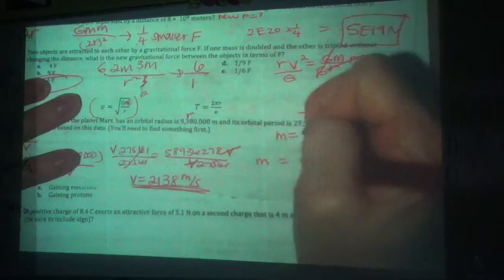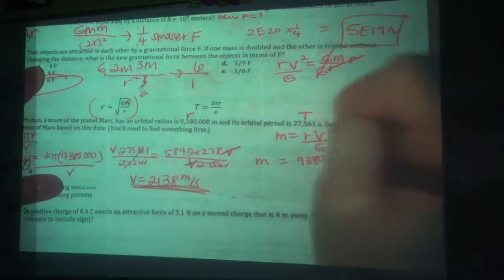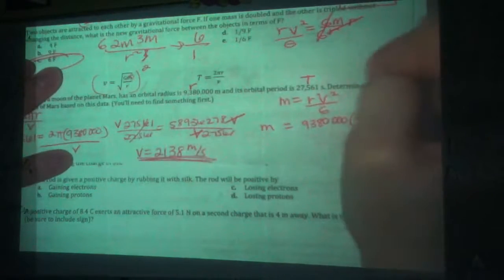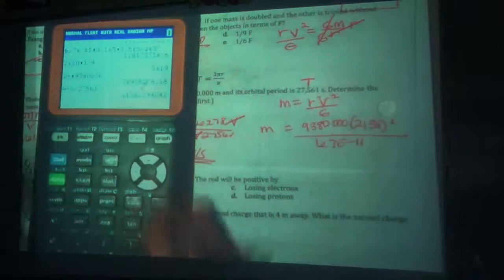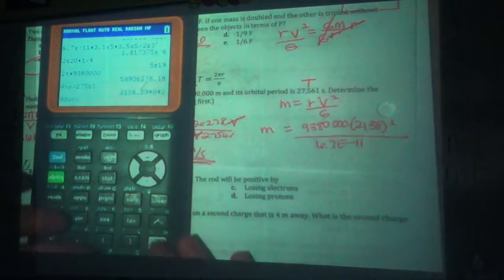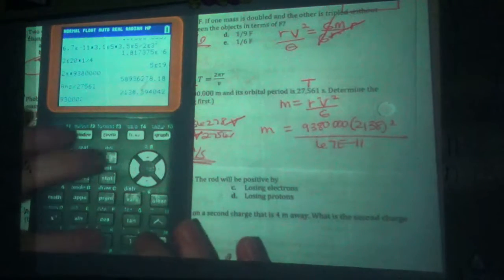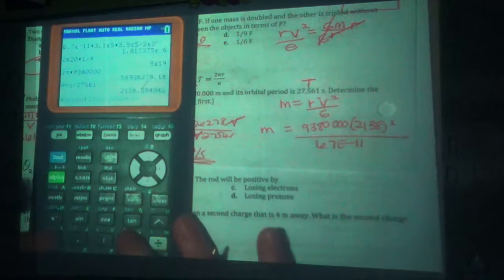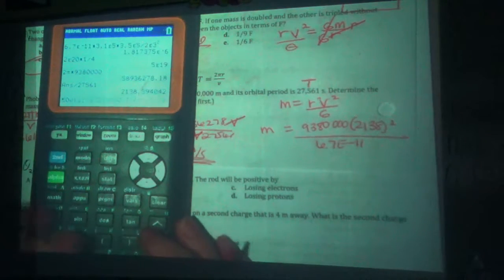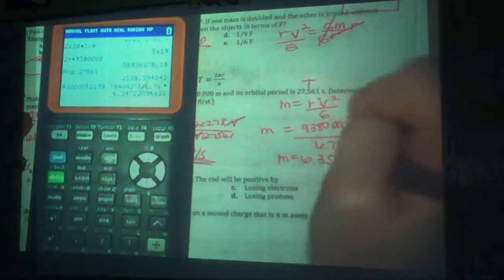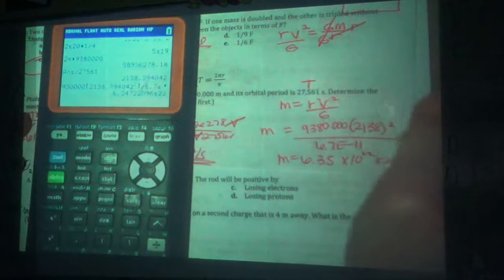We said r was 9380, 123. Velocity is 2138 squared over G, which is 6.7 e negative 11. And now you just type it in. And that gives me that my mass is 6.35 times 10 to the 22 kilograms, which is a very large number, which makes sense for a planet.